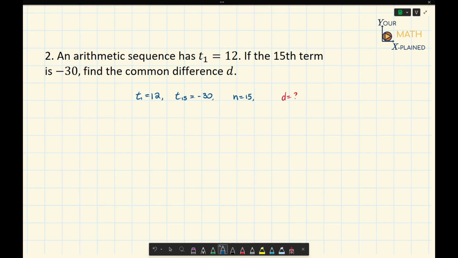So same thing, we're going to go ahead and write down the formula, which is going to be t sub 15 is equal to t sub 1 plus n minus 1, so n here is 15, multiplied by the common difference d. And now we just substitute in the values that we're given. So we get negative 30 is equal to 12 plus 14 times d. And now this just becomes an algebraic equation where we solve for d. So we get negative 42 is equal to 14d, which means d is equal to negative 3.